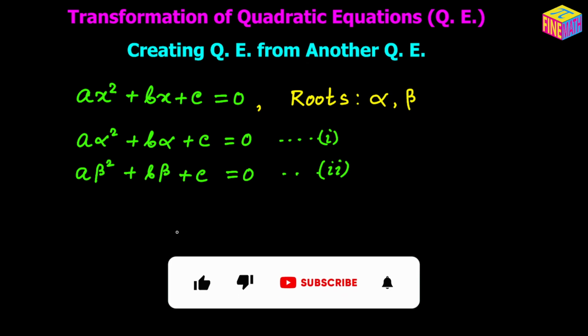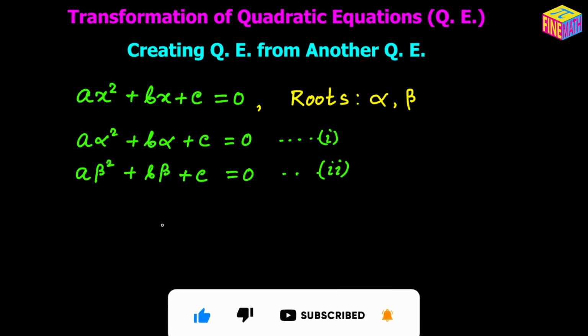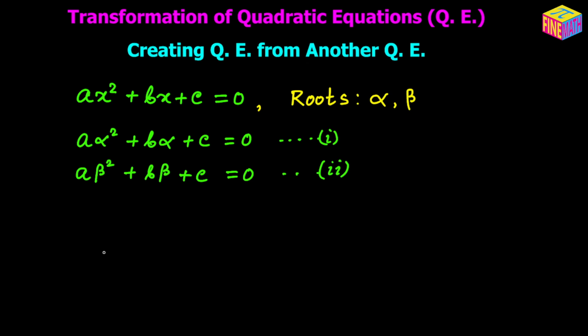Now suppose we are being asked to create a quadratic equation whose roots will be alpha plus k, that will be one root, and then beta plus k. Now we are being asked to create a quadratic equation whose roots will be alpha plus k and beta plus k. Now let's see how to do that.